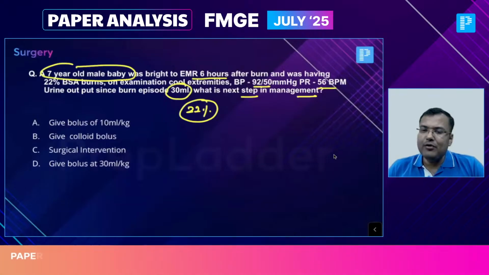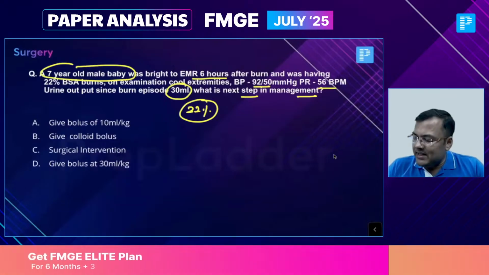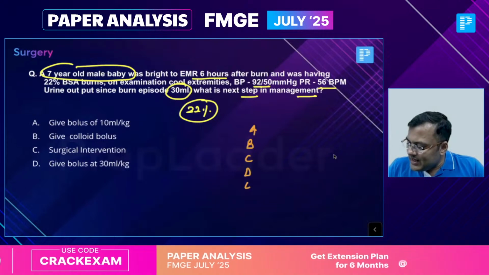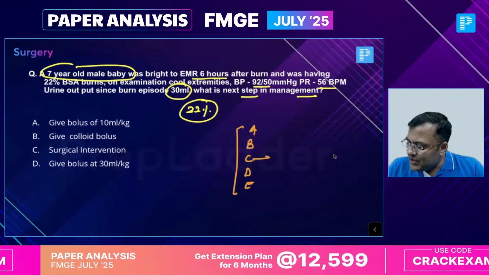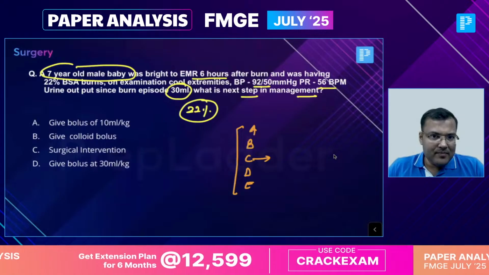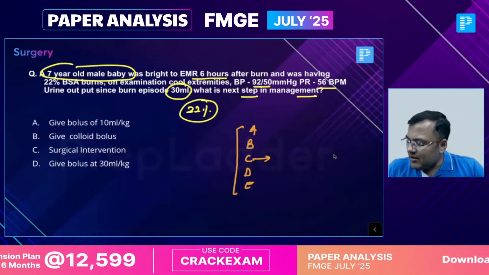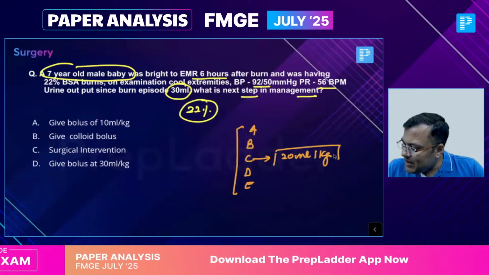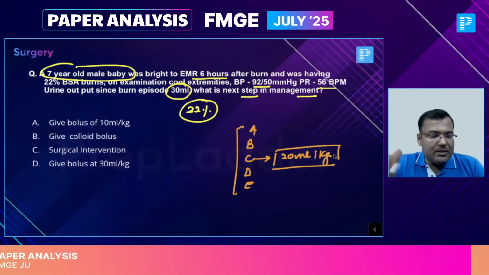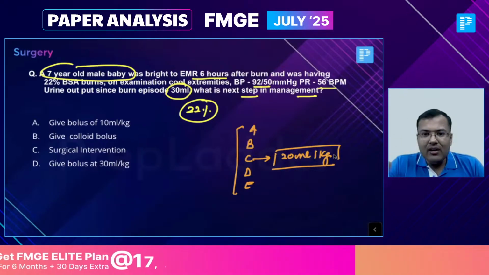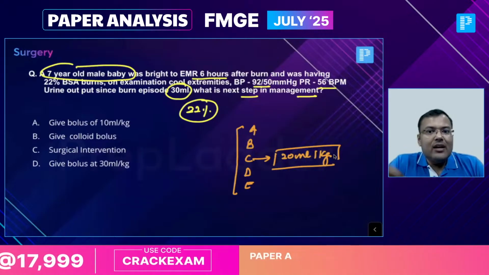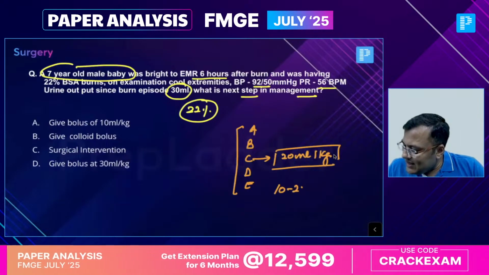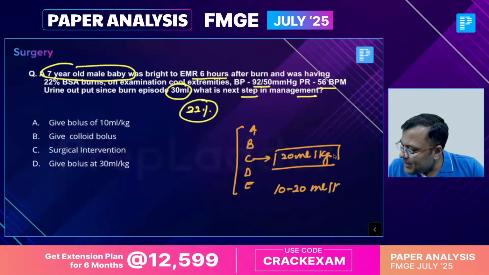Whenever you are going to treat this patient according to ABCDE, airway, breathing, circulation, disability and exposure. In circulation, how much bolus do we give? How much bolus is given in children? 20 ml per kg. In children after burn, if the patient is in the state of shock, the bolus is 10 to 20 ml per kg. We give 10 to 20 ml per kg.